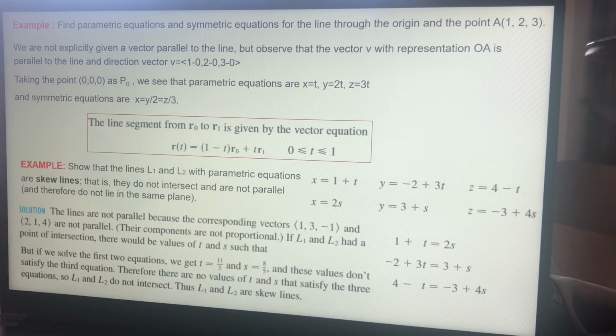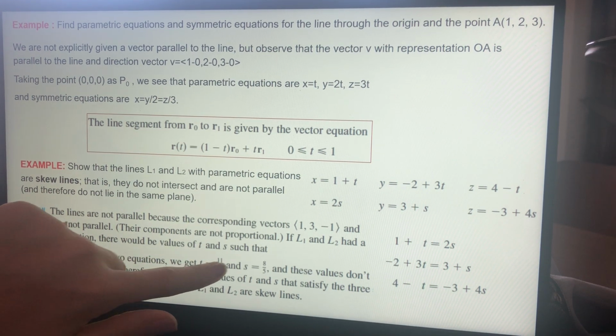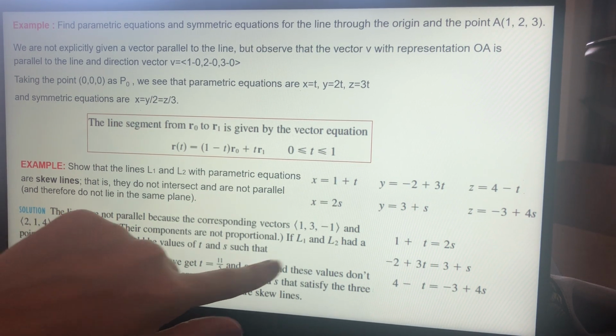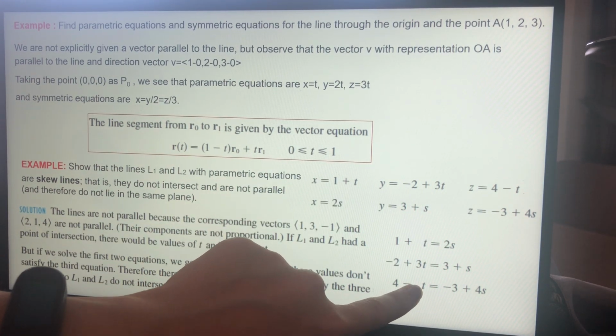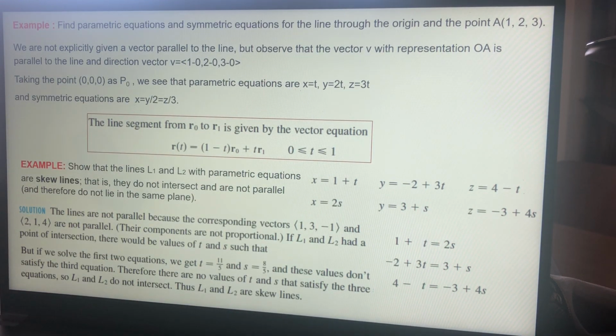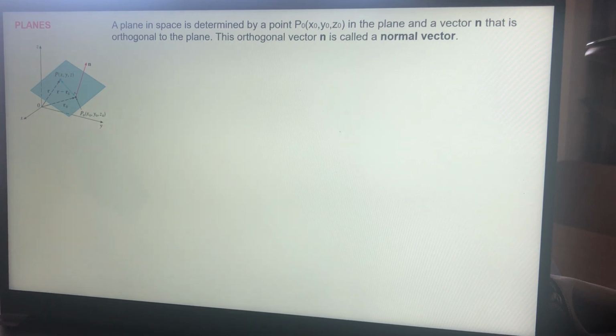Just eliminate one of the parameters. And once t is 11/5 and s is 8/5, check if the third equation is true. Once you plug that in, no, it's not true. They are not going to be equal to each other, which means that they don't intersect. So, since they are not parallel and they don't intersect, we can say that these are skew lines. Okay? After that, we will be talking about planes, but make sure that you understand the equation of a line so far.